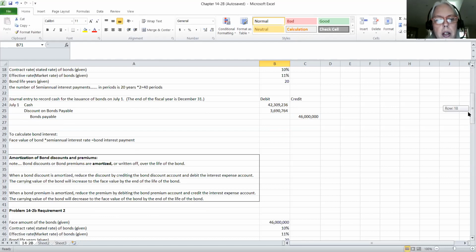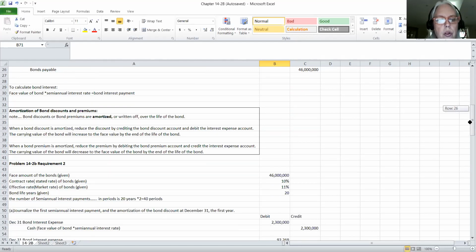So I'm going to look next, and we're going to work on requirement number 2 in Cengage. And again, this is problem 14-2B that we're working with. You can see here that I've listed for you the face amount of the bonds. This was a given amount in Cengage. It was $46 million. Again, the contract rate of the bonds, which is also called the stated rate of the bonds, is a given amount at 10%.